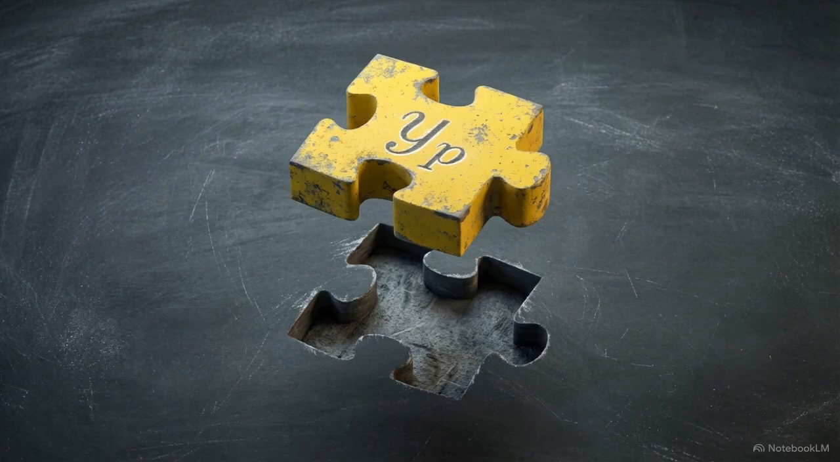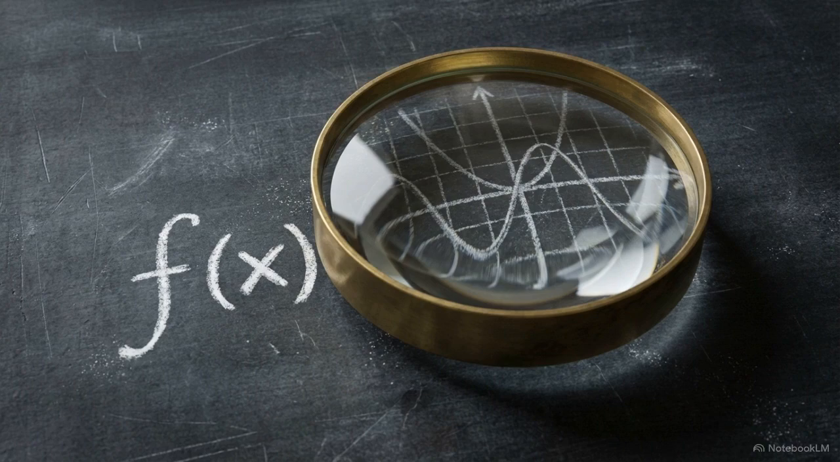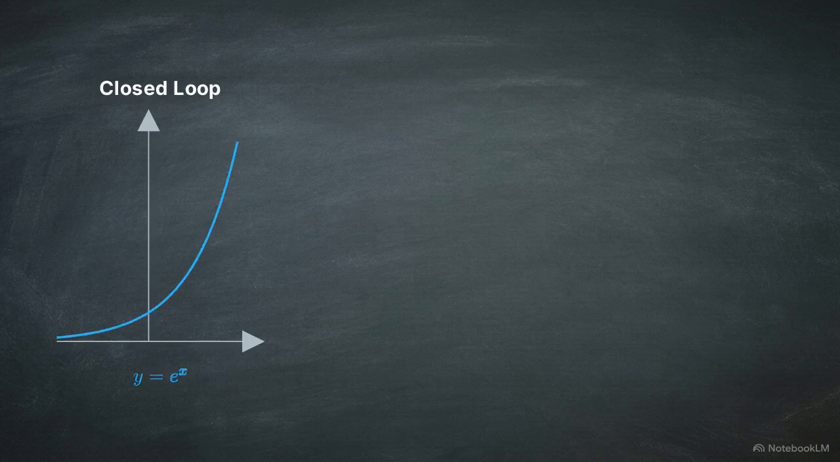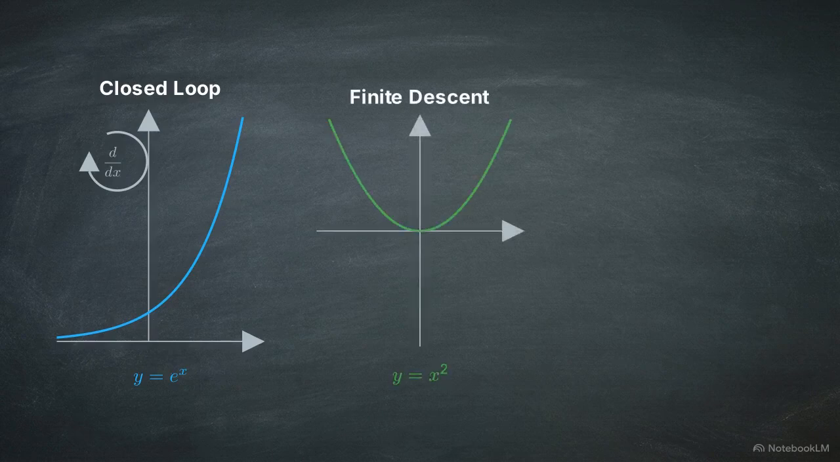The core premise here is elegant. We make a highly structured, educated guess about the shape of yp. We base this guess strictly on the mathematical family of the forcing function, f of x. Take an exponential function like e to the x. Its derivative cycles back to e to the x endlessly. Polynomials act similarly. The derivative of x squared steps down to 2x, then 2, and finally 0, a finite set.